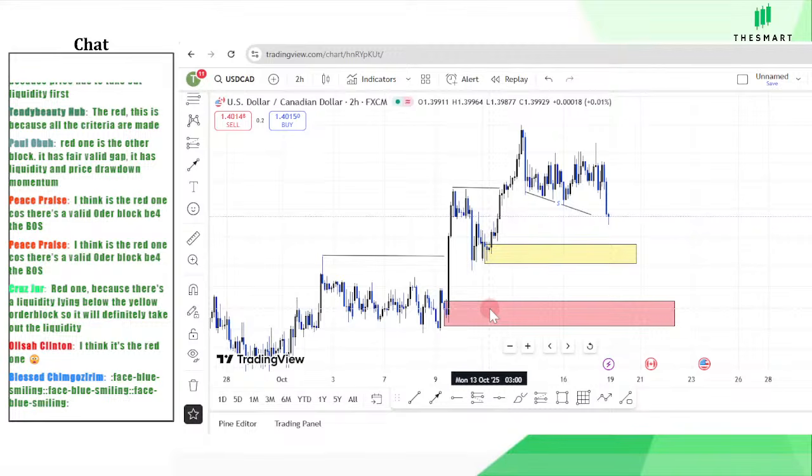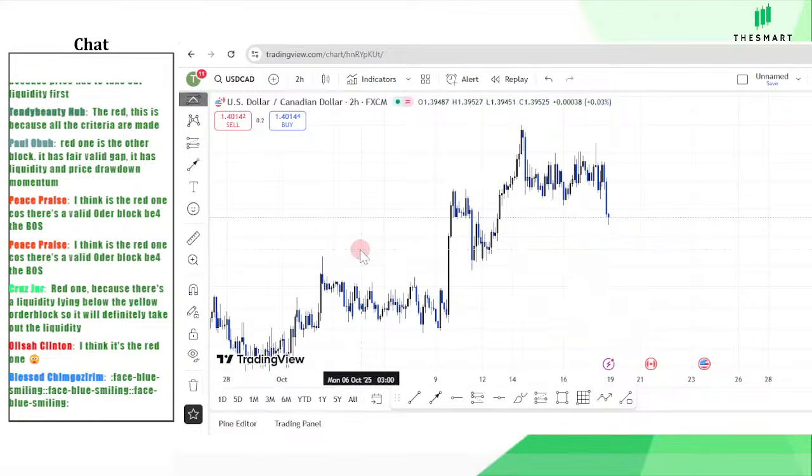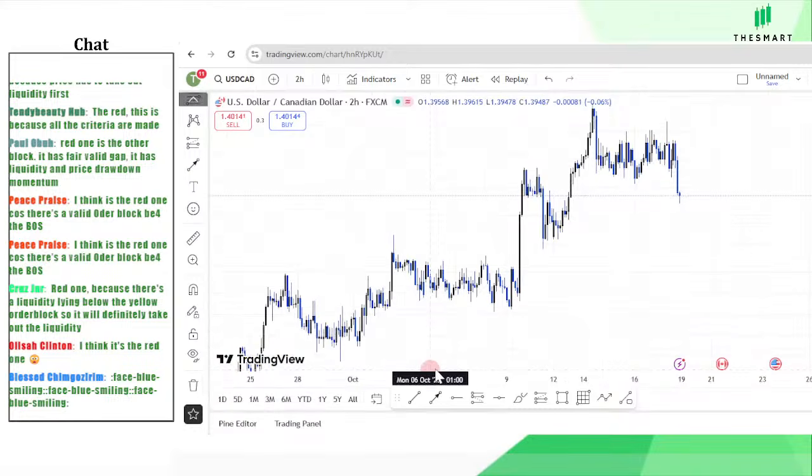Now there was something I was supposed to state from the beginning that I didn't. It skipped my mind, sorry. So for us to mark our order block, let me zoom in on the chart properly.